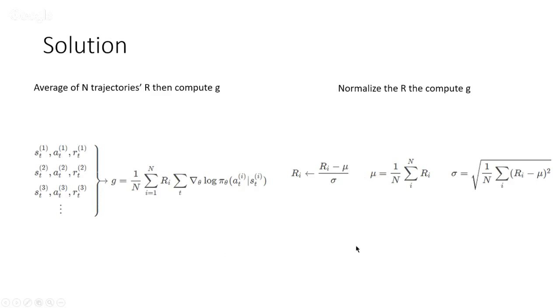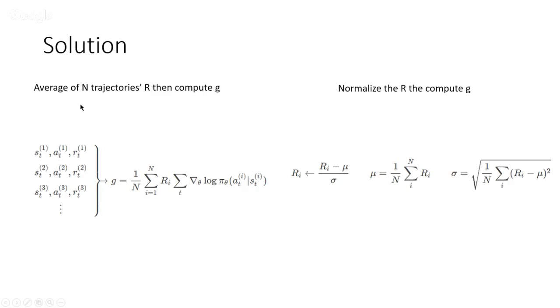So either you normalize the r's of n trajectories, or you take the average of all those r's. So this will reduce the noise of r and reduce the noise in G.